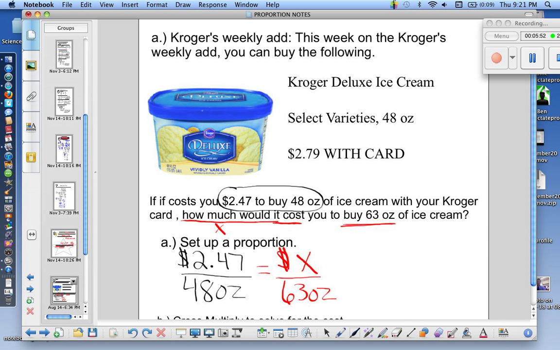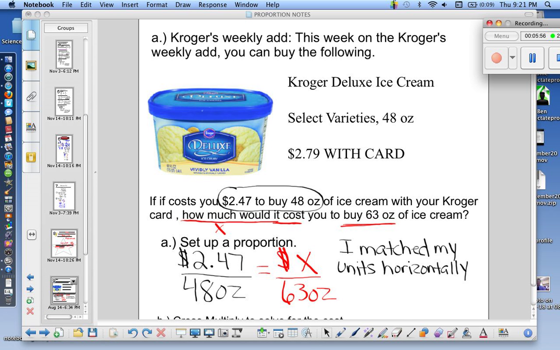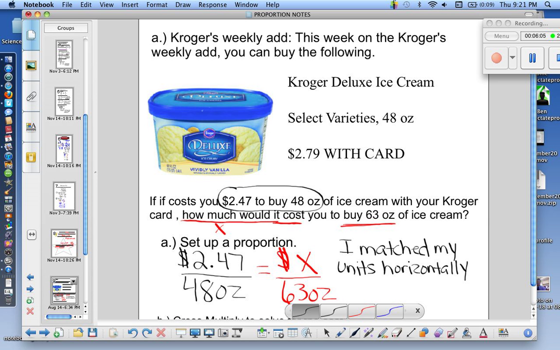Notice I matched my labels up horizontally. I matched my units horizontally, which means from side to side. So I've got dollars on top right here, and I also have dollars on top right next to it. Then on the denominator, or the bottom, I've got ounces, and directly next to it, I also have ounces.